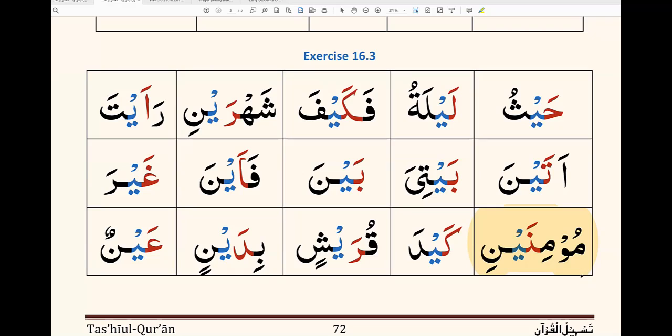A'udhu billahi minash shaitanir rajim. Bismillahir rahmanir rahim. Excellent, good. Now, remember right at the beginning here, we have a waw madda, which means we need to elongate that first sound for 2 seconds. So be mindful of all of your sounds, because the only thing which is highlighted is the lesson we are covering that day. We have to be careful of all the other rules as well.